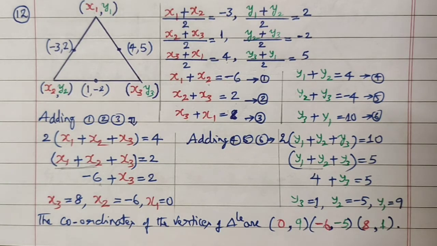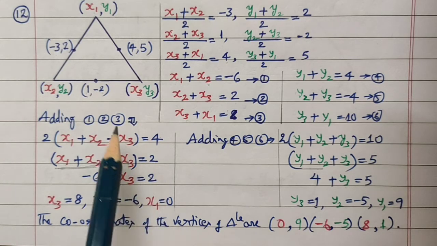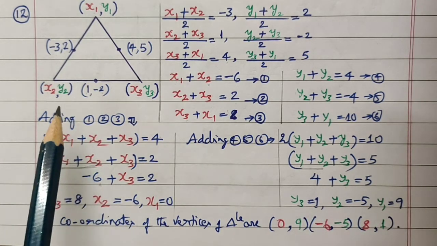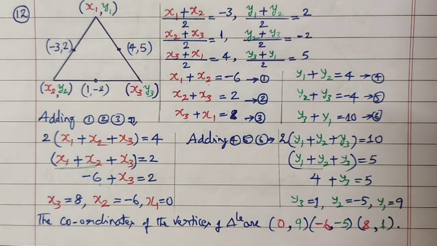So now we know the coordinates of the vertices of the triangle are x1, y1: x1 is 0, y1 is 9, x2, y2: x2 is minus 6, y2 is minus 5, x3 is 8 and y3 is 1. It is very easy. So go through it once again.